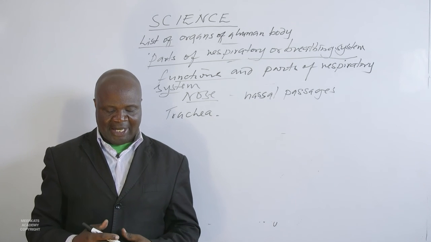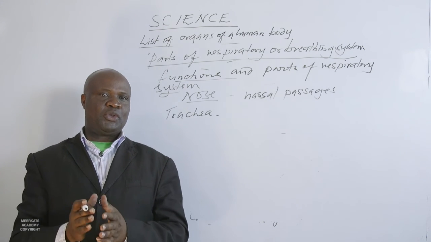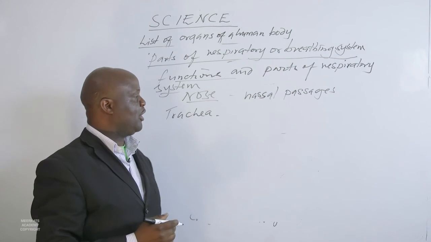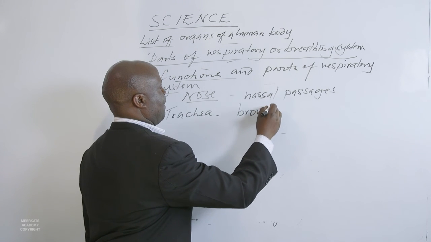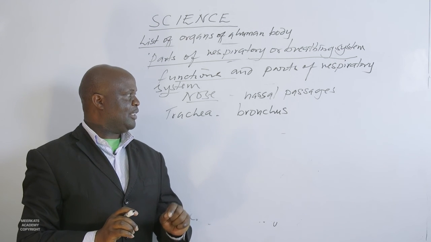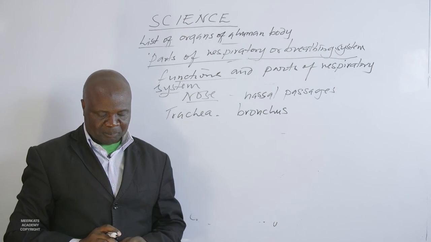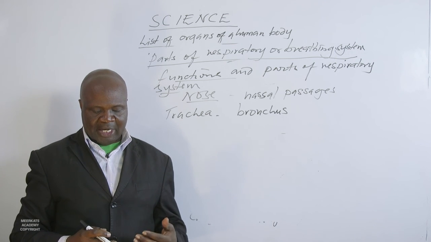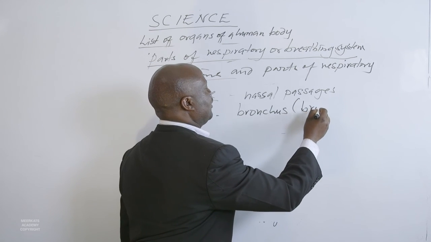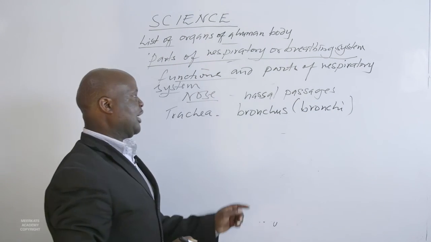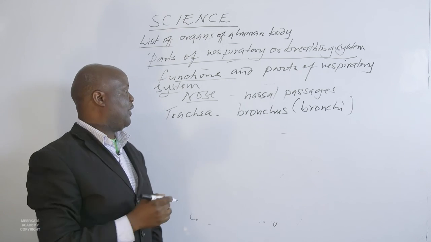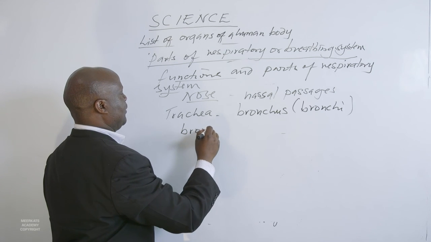The trachea subdivides itself into two branches. Each branch is called a bronchus. Bronchus is singular, and in plural we call it the bronchi. In singular it is the bronchus, in plural the bronchi. So what is the function of the bronchi, or the bronchus?